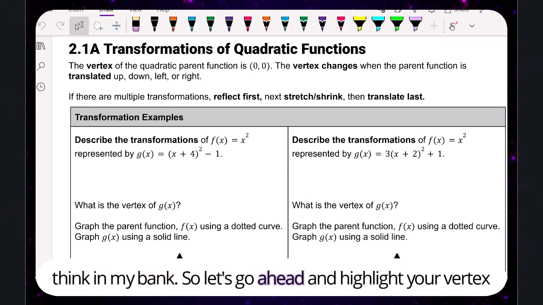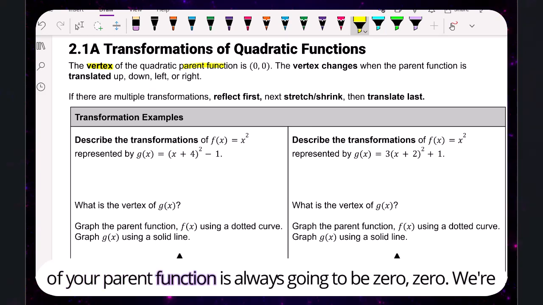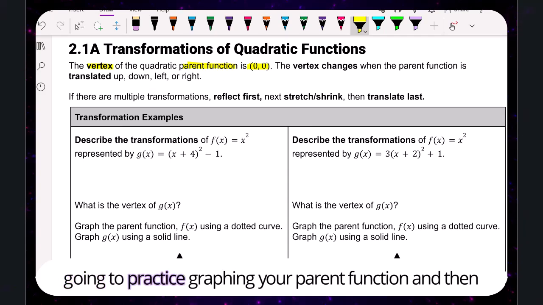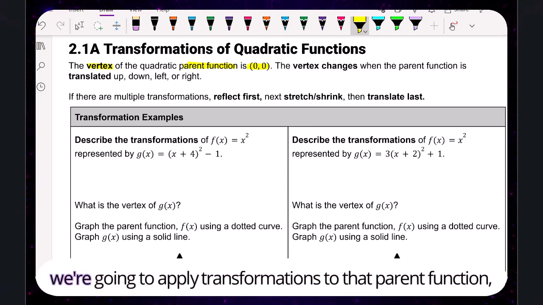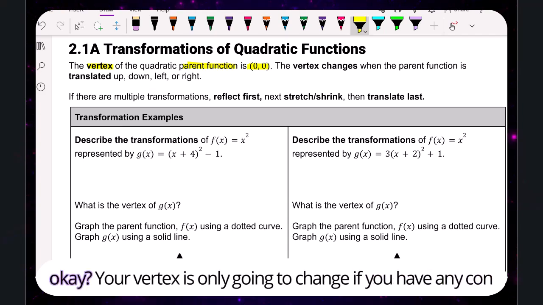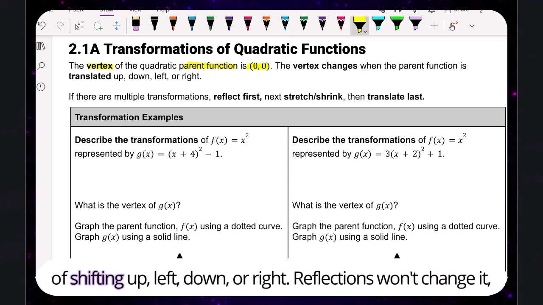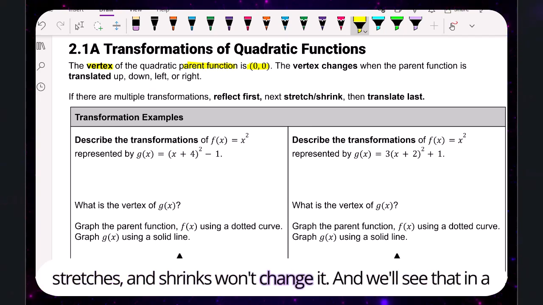So let's go ahead and highlight. The vertex of your parent function is always going to be 0, 0. We're going to practice graphing your parent function, and then we're going to apply transformations to that parent function, okay? Your vertex is only going to change if you have any kind of shifting up, left, down, or right. Reflections won't change it. Stretches and shrinks won't change it. And we'll see that in a second.